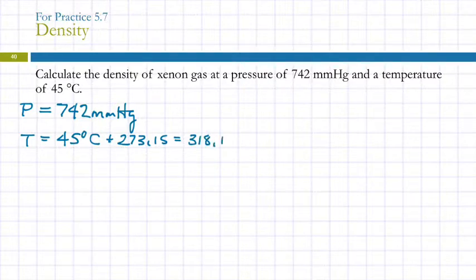.15 Kelvin. So we could use that equation, but like I said, I don't like that equation. We're supposed to find the density. So we say, well, what's density? Density is mass divided by volume.